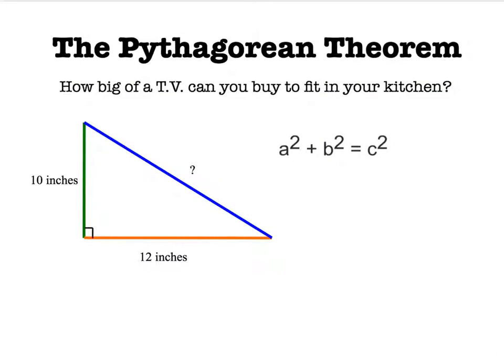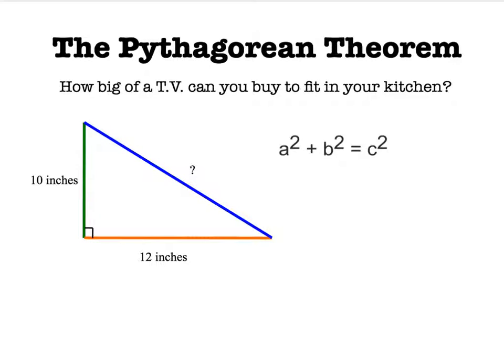So, I took the triangle out and made it a little larger. So here we have the same triangle. The height is 10 inches, and the length is 12 inches. The hypotenuse, we don't know, but we'll figure it out. And it's a right triangle, as noted with this.